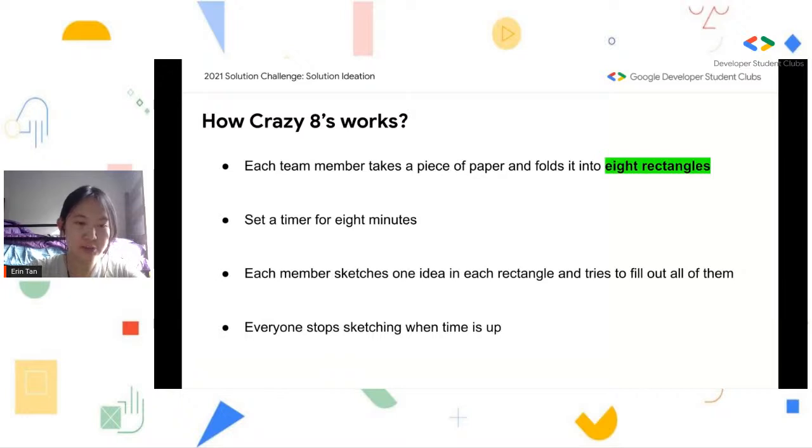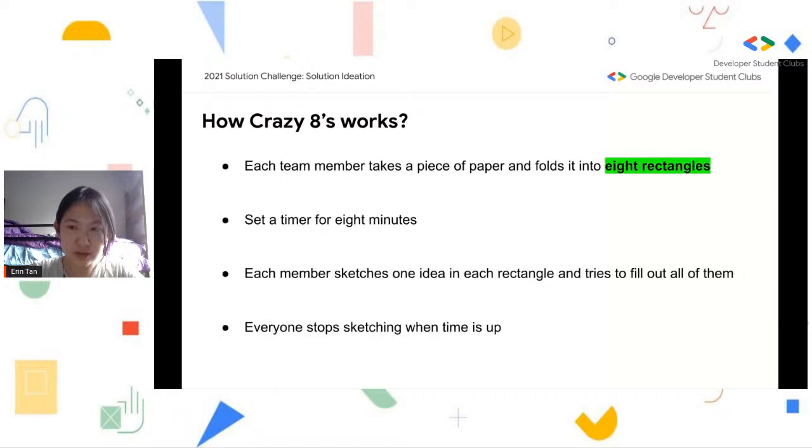So for Crazy 8s, we're going to follow steps to come up with a variety of ideas. First, in a team, each member takes a piece of paper and folds it into 8 rectangles. After that, one of the team members will set a timer for 8 minutes. The purpose of only having 8 minutes is that in this phase, we want to produce unpolished but innovative ideas rather than well-defined ideas that may come out within a longer period of time.